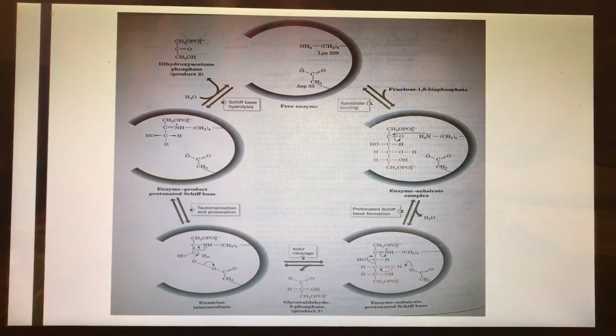In step 4 of the mechanism, the enamine intermediate is tautomerized and protonated, forming the iminium cation from the Schiff base. In the final step, step 5, the iminium cation is hydrolyzed, releasing dihydroxyacetone phosphate, which is the second product of the mechanism, and the free enzyme is reformed.